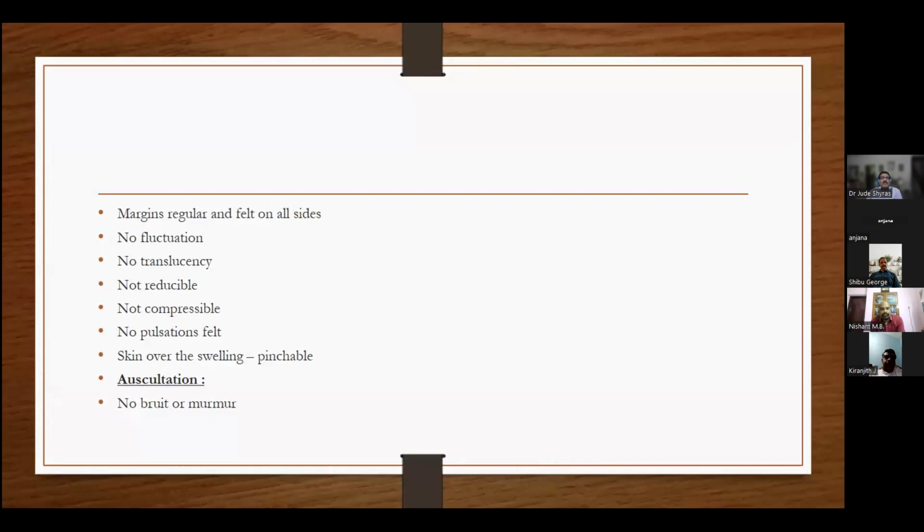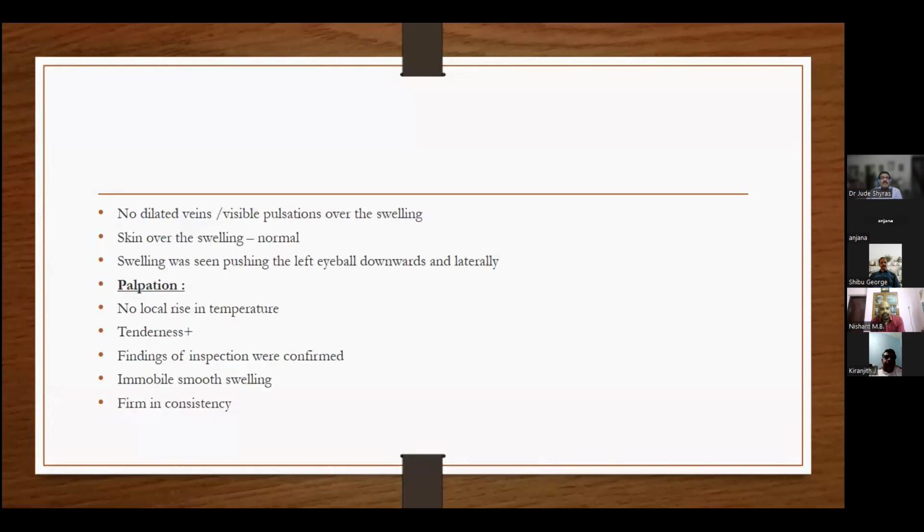Now, you mean to say that you have a firm swelling there, is it? So firm swelling means it is not a bony swelling, isn't it? Yes, sir. No, sir, it was not a bony swelling. If it is not, tell me, because I have not seen the case. So you mean to say it is a swelling just beneath the skin, above the bone, is it? Yes, sir.